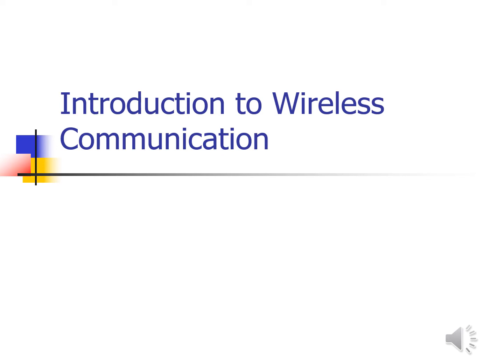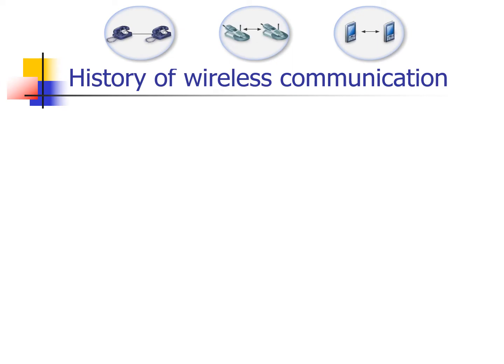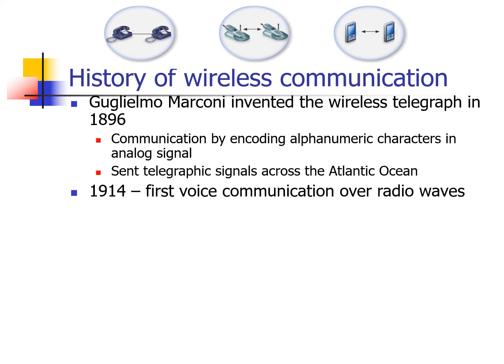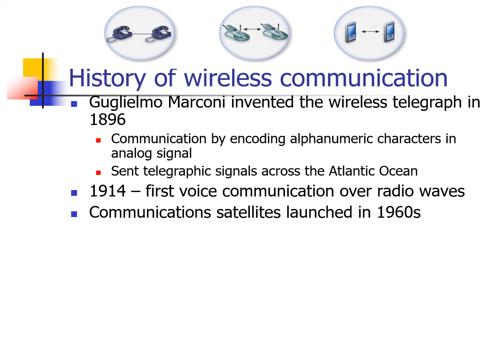Introduction to Wireless Communication. History of Wireless Communication. In 1896, Guglielmo Marconi invented the wireless telegraph. He used alphanumeric characters to communicate across the Atlantic Ocean. In 1914, the first voice communication was established over radio waves. In the 1960s, communication satellites were launched.